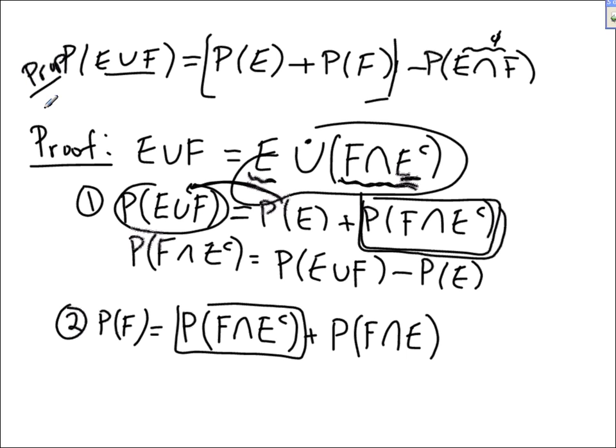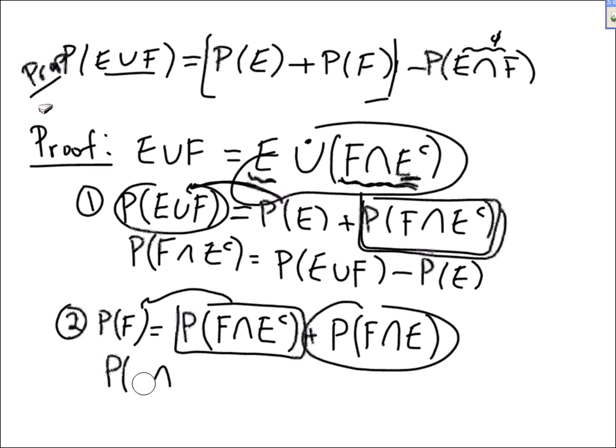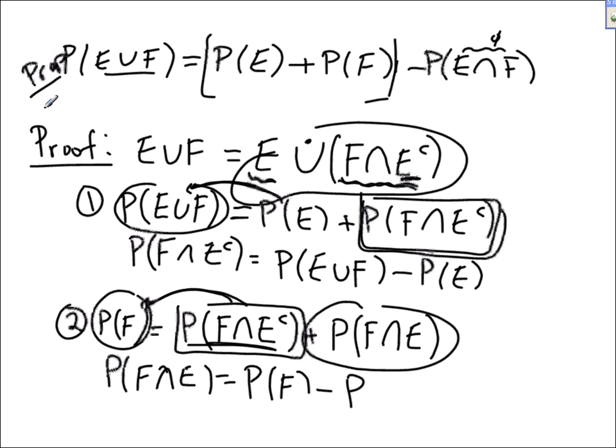I'm going to do the same thing in the bottom. I'm going to bring this over. So remember, it's plus the probability of F intersect E. The probability of F intersect E is equal to P of F minus this mess, minus the probability of F intersect E complement.